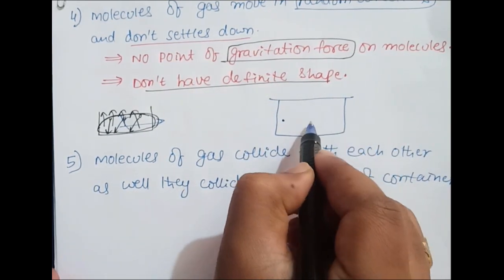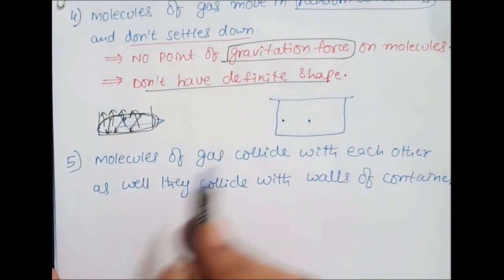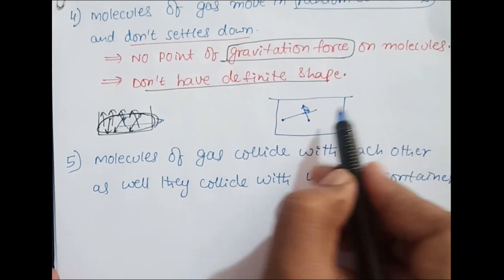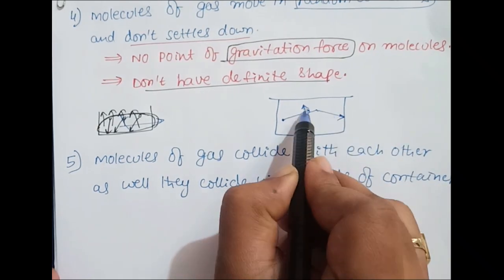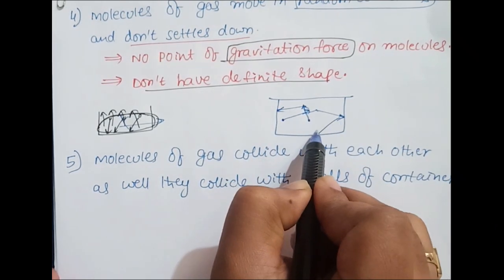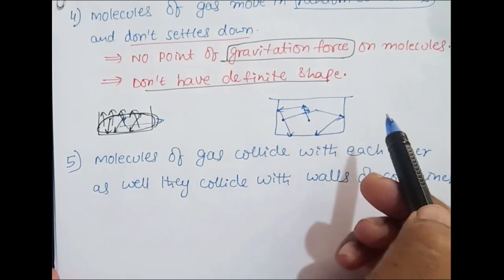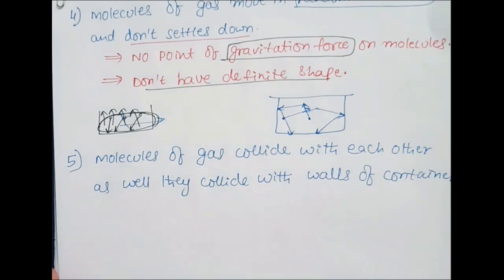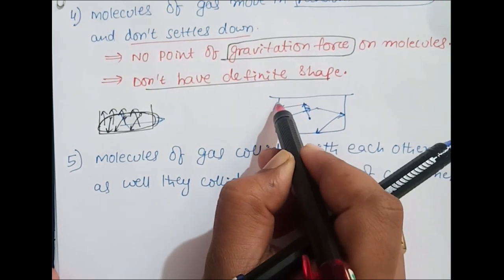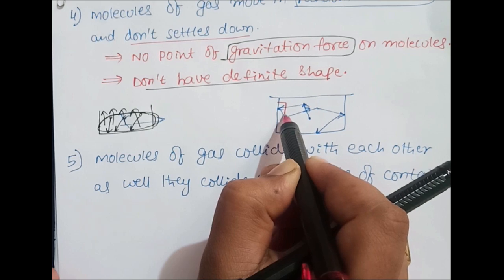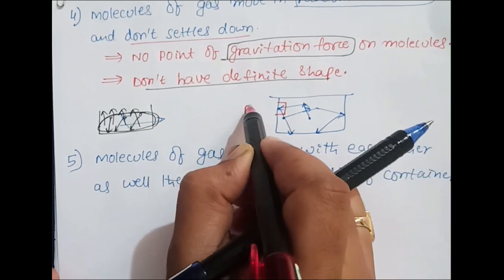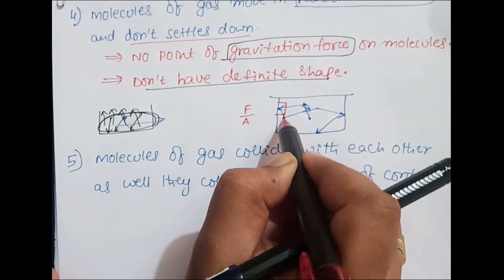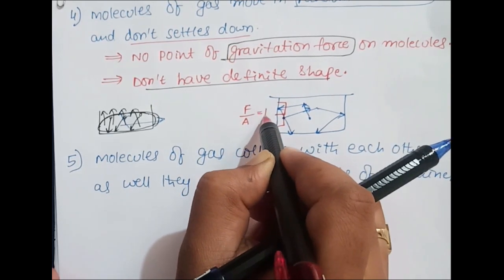So let us take another molecule, two molecules. They are moving in random directions, so they may collide with each other, or they may collide with the walls of the container. In this way the gas molecules strike each other or strike the walls of the container. Now the main point: when they strike the walls of the container, they leave some force over an area. And that is called pressure.